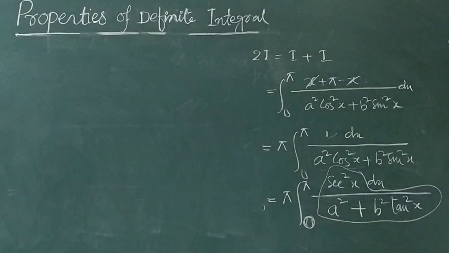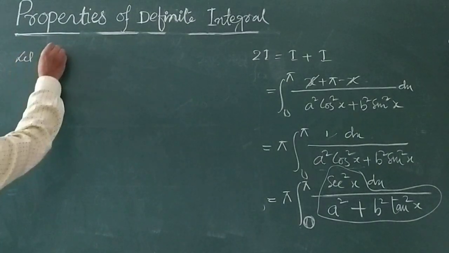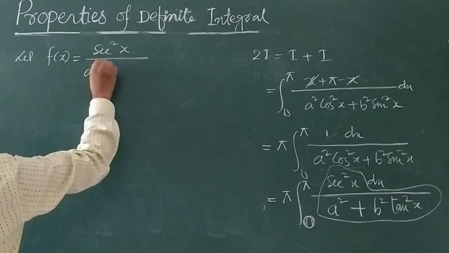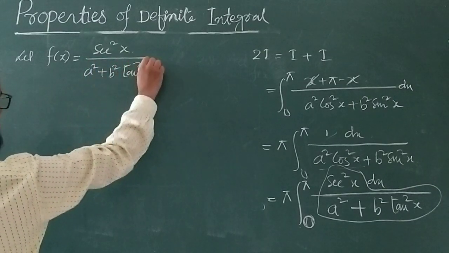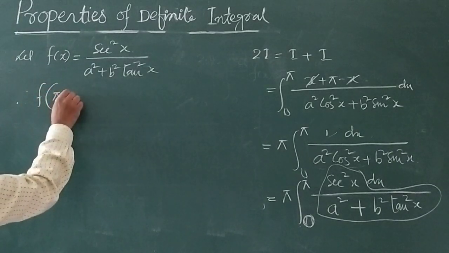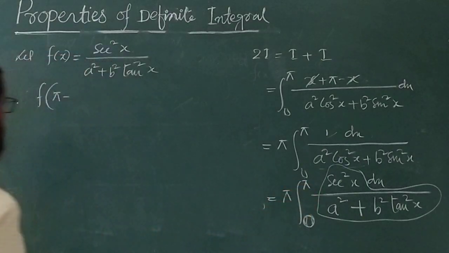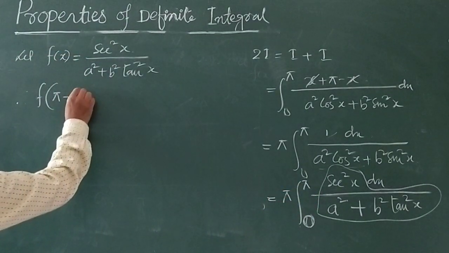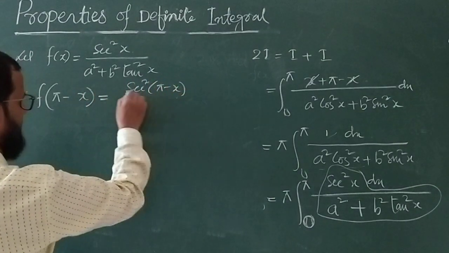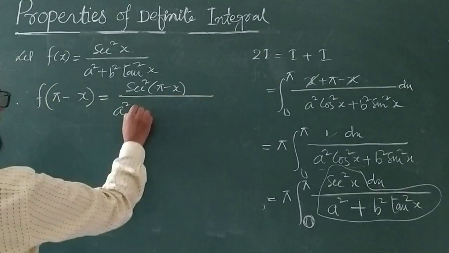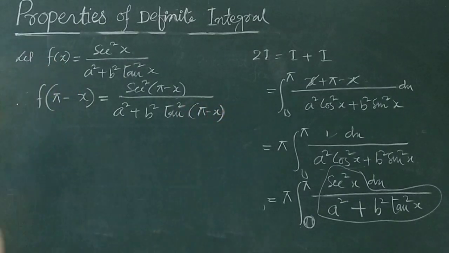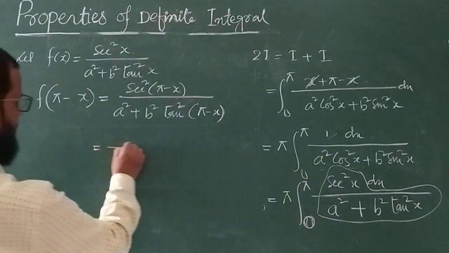Okay, here f(x) is sec square x by a square plus b square tan square x. So is the f of twice a minus x property satisfied? Twice a means pi, because pi can be written as 2 into pi by 2. Okay, a is pi by 2. f of twice a minus x is equal to sec square of pi minus x by a square plus b square tan square of pi minus x.